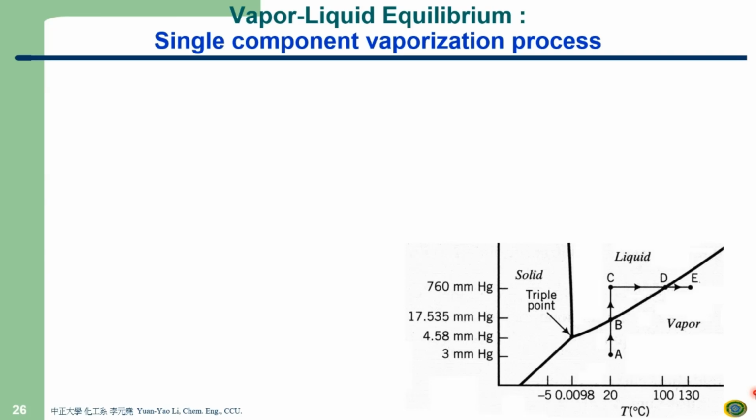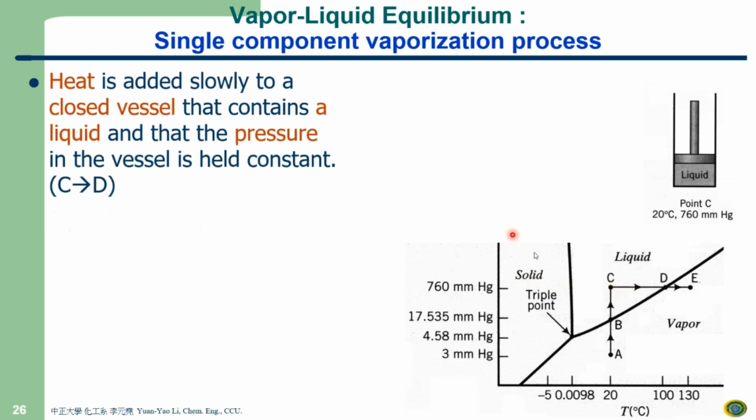We start from a single component vaporization process. I hope you are familiar with these figures. This is for a single component, right? So at point C here, you have temperature and pressure. For example, temperature is 20 Celsius and pressure is 760 millimeters of mercury. And then you start to increase the temperature.